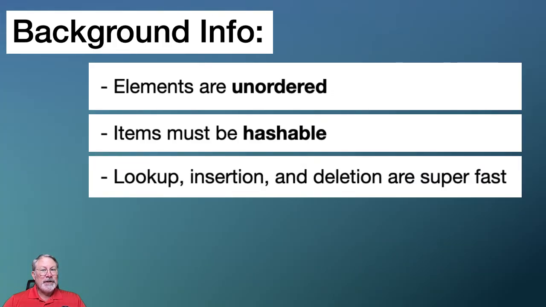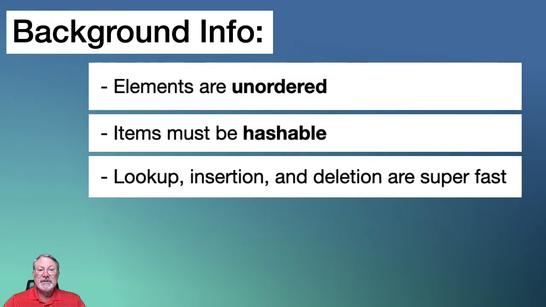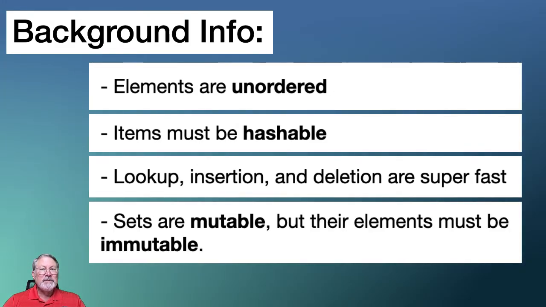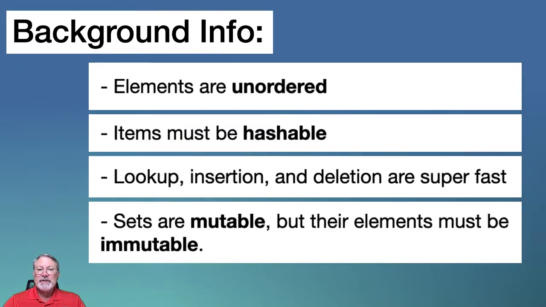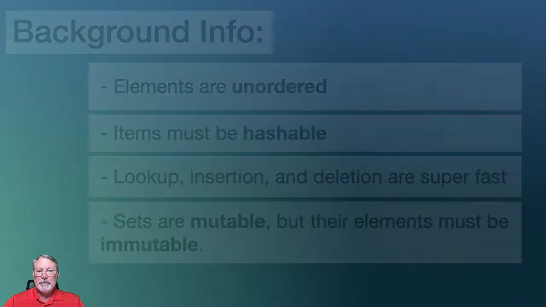Lookup, insertion, and deletion are super fast, often faster than lists. Also important, sets are mutable, but their elements must be immutable. This means you can change, add or remove items in a set, but the items themselves must be of types that cannot be changed, like numbers or strings.